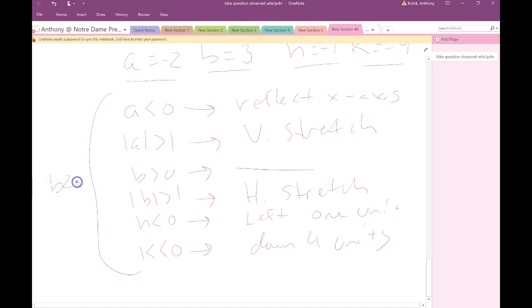That's when b is less than 0. So you check the a's and b's: you have to check if they're negative or positive, and then you check their magnitudes. Right? So you have to do 2 things. I just wrote that in there to remind everybody that you have to do 2 things, because I see oftentimes students forgetting to check both criteria for the a's and b's.